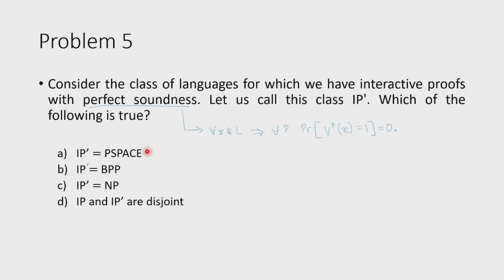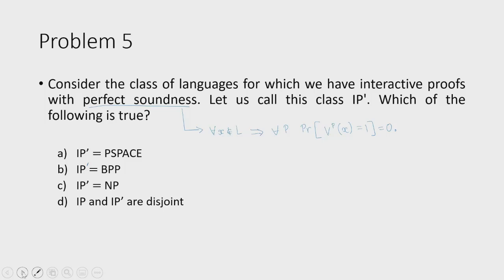That leaves us with these three. And all of these can be true because we have seen that IP prime is a subset of IP, but it can as well be IP and therefore PSPACE. And BPP and NP are subsets of PSPACE, so IP prime can be both. So far we haven't ruled any of these three out, and that we will do when we prove this.